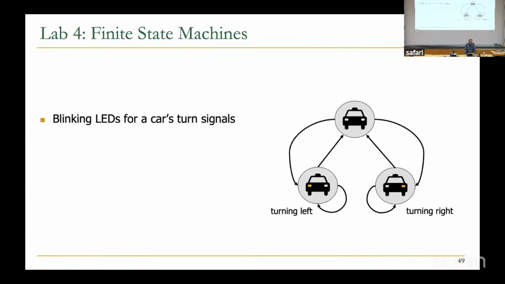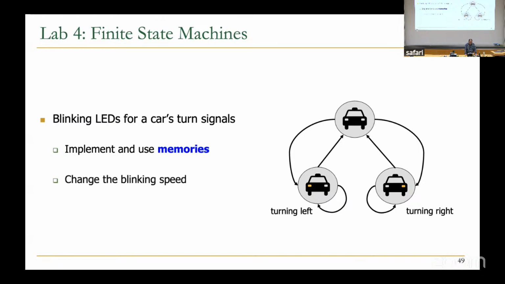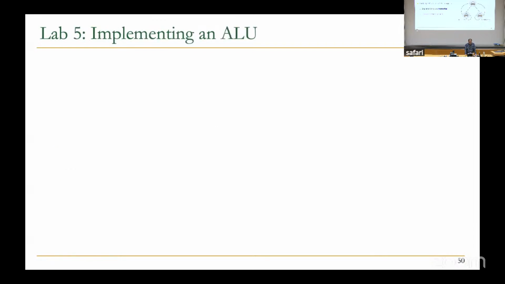In lab 4, we're gonna design a finite state machine for blinking LEDs for a car's turn signals. This is a basic implementation and uses memories because it's a sequential circuit. And also we should be able to change the blinking speed. So you're gonna see that in your lab material essentially.